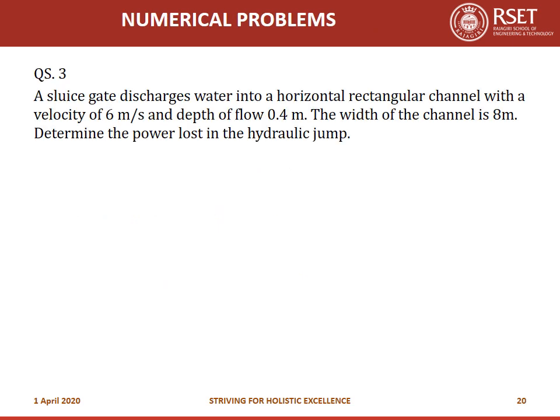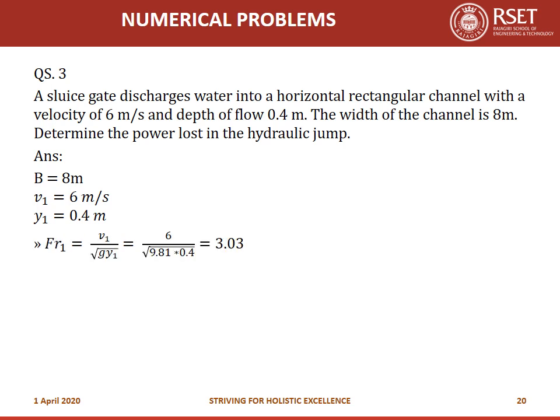This is the next question. A sluice gate discharges water into a horizontal channel with a velocity of 6 meter per second and depth of flow 0.4 meter. The width of the channel is 4 meter. Determine the power lost in the hydraulic jump. So here, these are the given values. B is equal to 4 meter, velocity upstream is 6 meter per second, and depth upstream is 0.4 meter.